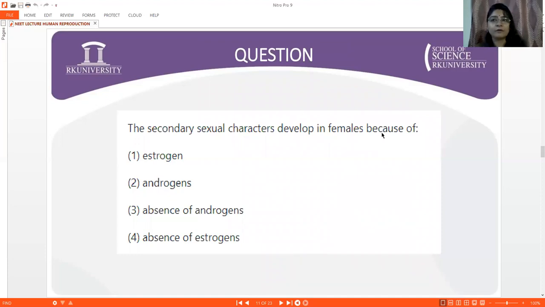Okay, many of you have given the answer. So the answer to this question is, first the question says that the secondary sexual characters develop in the female because of this hormone. And the correct answer to this question is estrogen. And the first one is the correct one, that is estrogen.